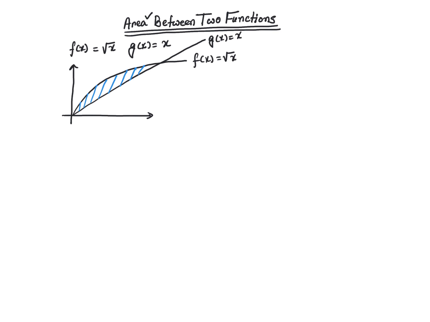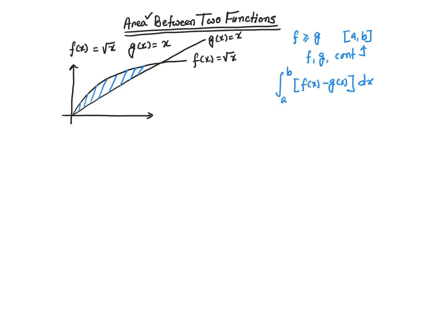As you know, if f is a function that's greater than or equal to g on some closed interval [a, b], and also f and g are continuous on that interval, right? Then we can easily find the area between these two functions by doing the integration from a to b, f of x minus g of x dx. So in our case, it's pretty straightforward.